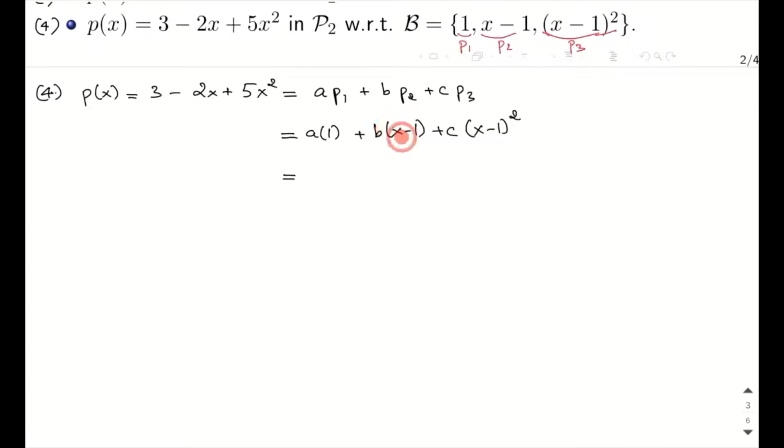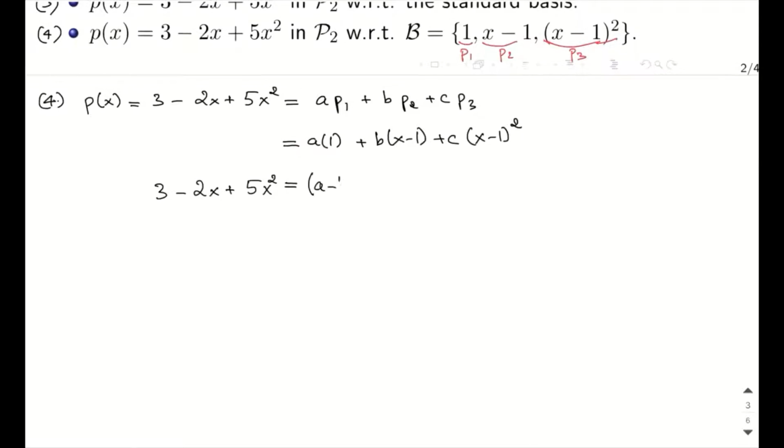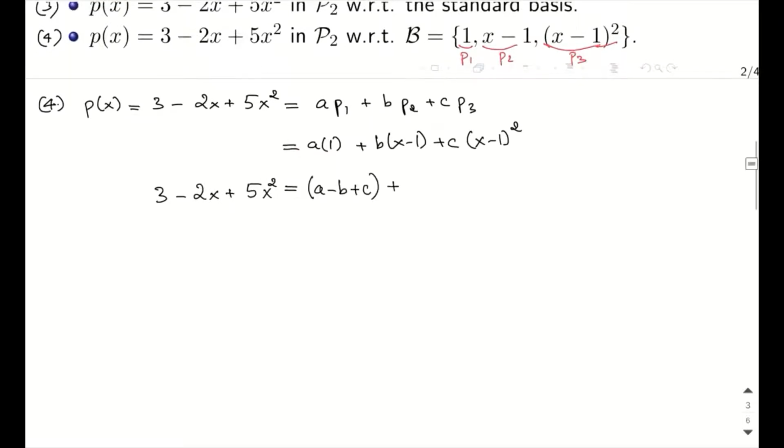You distribute the B, you expand the square and distribute the C, and then you group the like terms. What you end up having is that the left-hand side, equal to the free coefficients, will be A minus B plus C. The coefficient for x is going to be B minus 2C. And the coefficient for x squared is C. Of course, when two polynomials are equal to each other, that means that the coefficients will have to be the same.